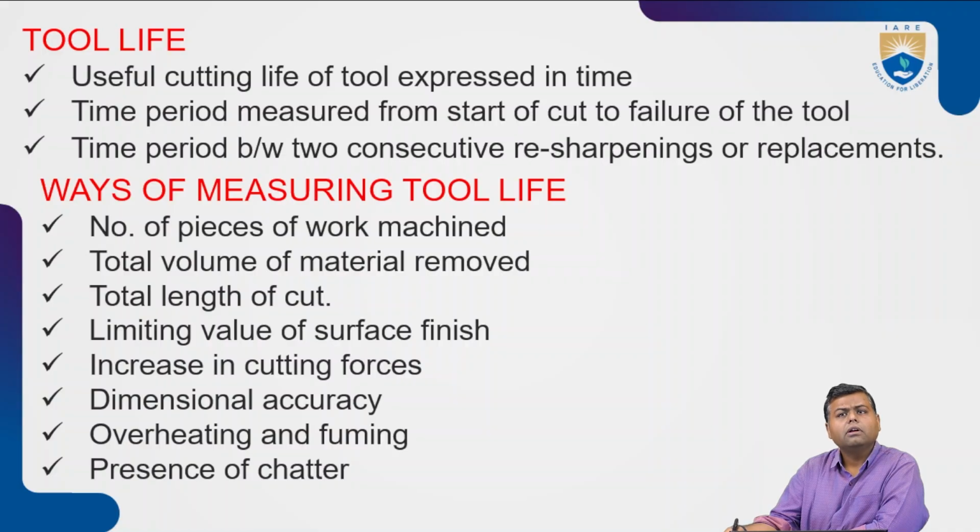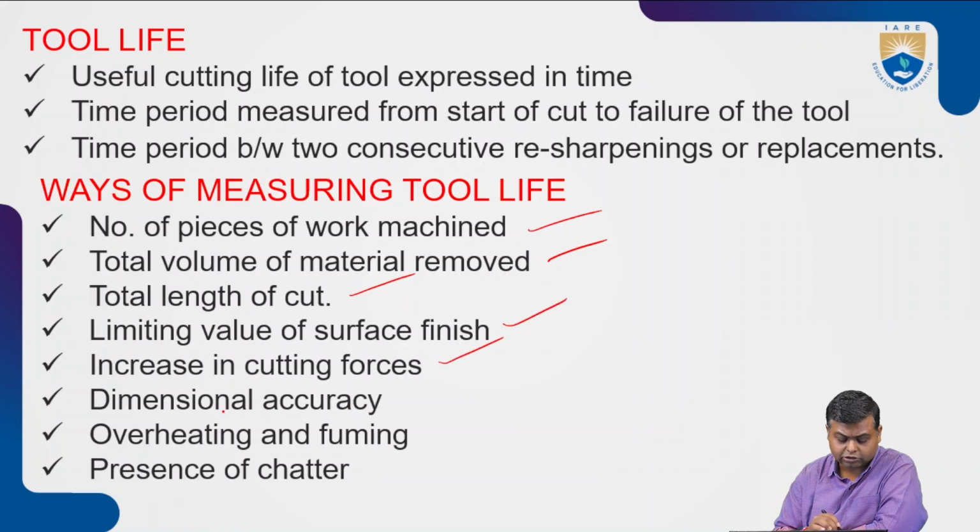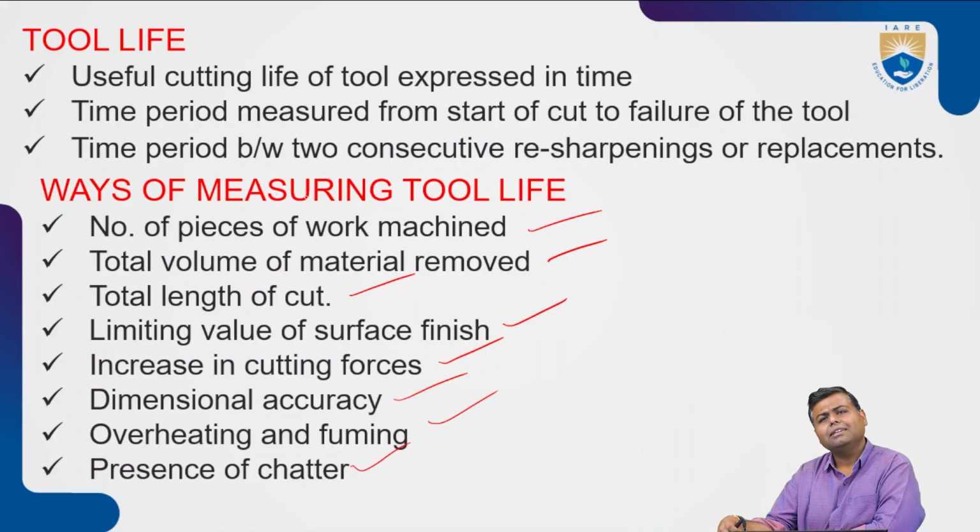Generally, tool life is expressed in terms of time or in terms of units, or as the resharpening period between one operation and the other. So generally, number of pieces you have machined, total volume removed, length of the cut, limiting value of the surface finish, increase in the cutting forces, dimensional accuracy, overheating and fuming, presence of chatter. So these are all the characteristics by which you can identify your tool is failing.